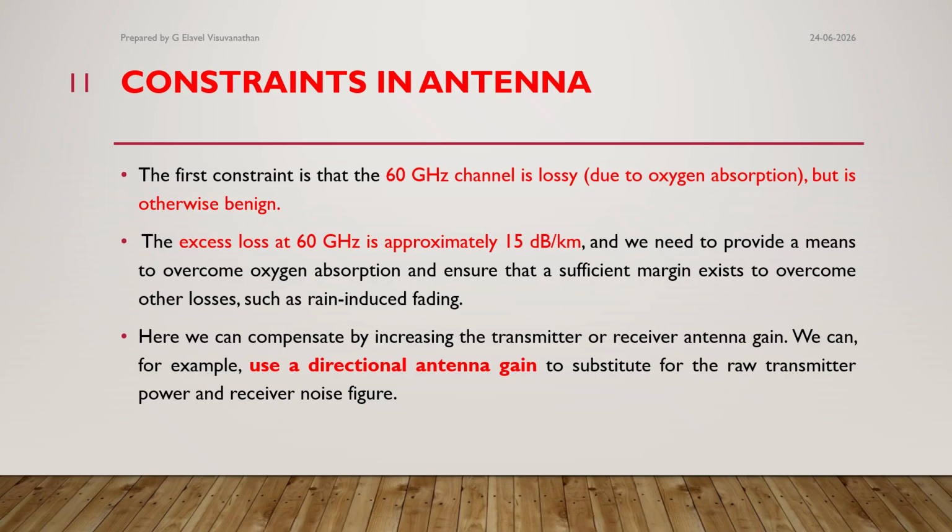The first constraint is that the 60 GHz channel is lossy but is otherwise fixed. The excess loss at 60 GHz is approximately 15 dB per kilometer, and we need to provide means to overcome oxygen absorption and ensure that sufficient margin exists to overcome other losses such as rain-induced fading.